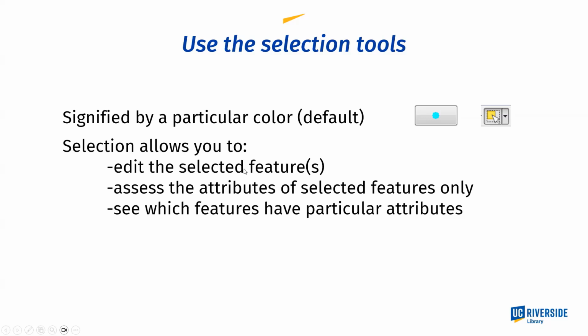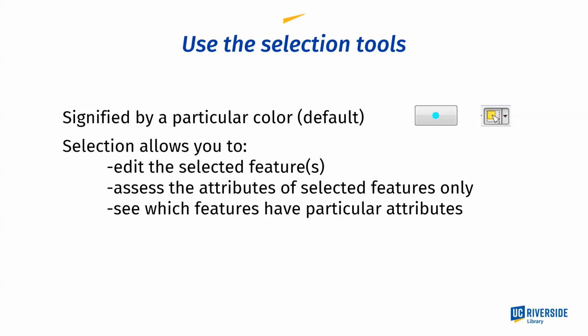edit the selected features. So that could be the attributes, and or it could be the shape or the position. You could even delete the feature. So if you're kind of paranoid about getting into a GIS and like, oh no, what if I delete something by accident? It's a little bit hard to do unless you already have those features selected. So just keep that in mind.